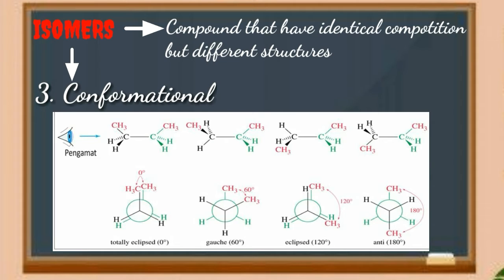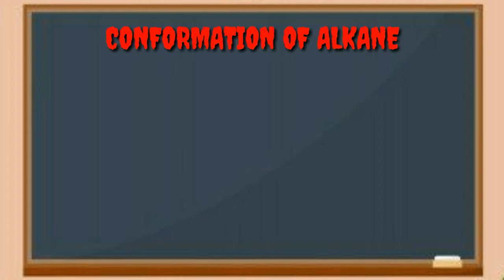And the last is conformational isomer, like the following picture, which shows the conformations of butane, which consist of gauche, eclipse, staggered, and anti-conformation. In this video, we only discuss conformation, especially the conformation in alkanes and cycloalkanes. Now, we discuss the alkane conformation first.